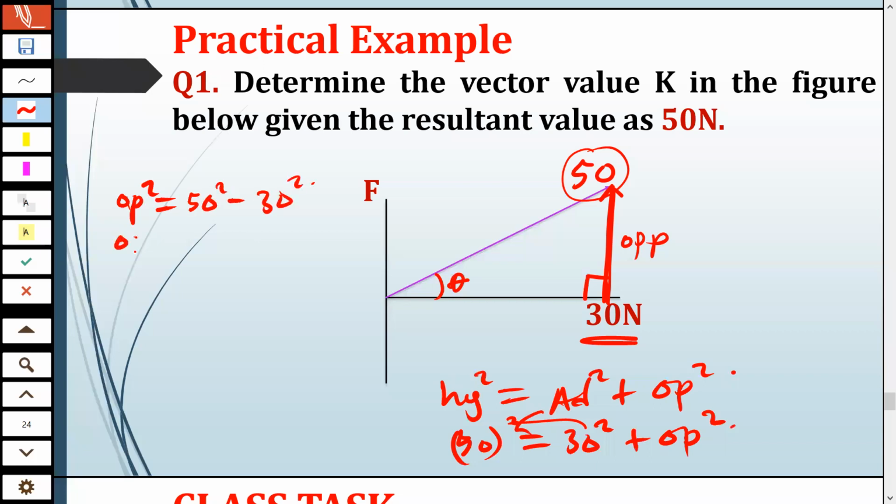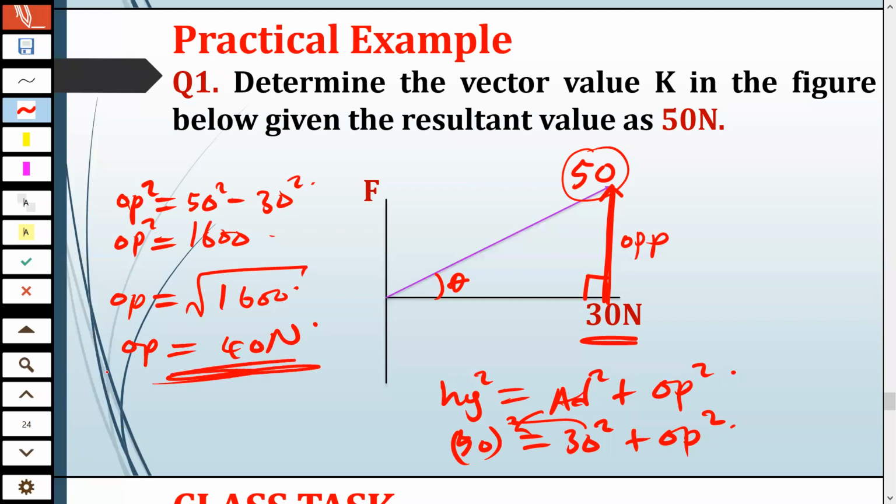So the opposite squared is going to be equal to 50 squared minus 30 squared, that is 900, which gives 1,600. So the opposite is going to be the square root of 1,600. So the opposite is therefore 40 newtons. So this side is 40 newtons. You simply use the Pythagoras, 40 newtons.